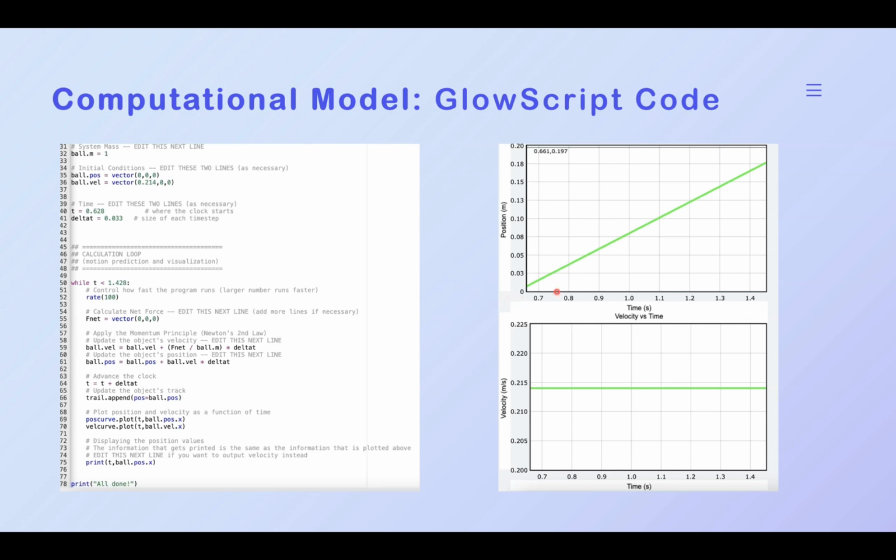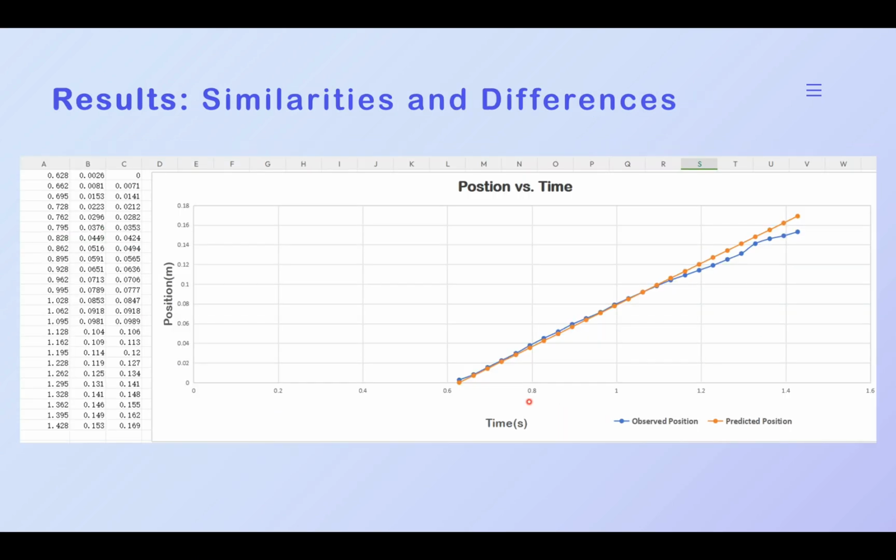First plot, you can see the position versus time. So it's a perfect upward line. And for the velocity versus time, the velocity remains constant. Then let's see the results of the lab. The plot looks great because we can see the two lines stay almost coincident, and only the observed position line got a little bit lower in the last part. That's because of air resistance and friction.